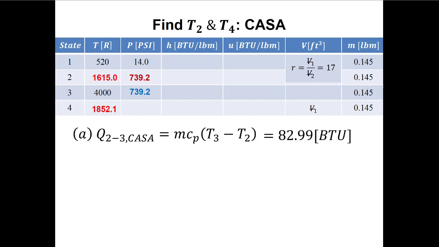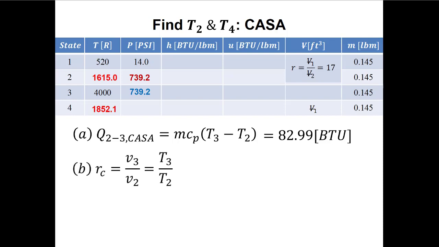So here we're given the mass flow rate. I know cp, and I know T3, and I know T2. So I find that the heat addition from state 2 to state 3, using a cold air standard analysis, or assuming that specific heat is constant, is just about 83 British thermal units.